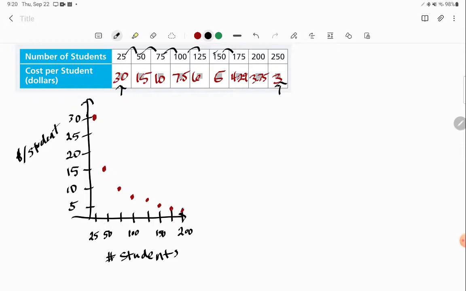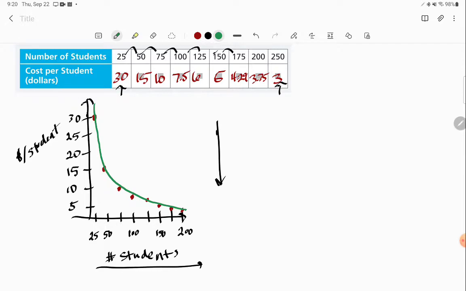And you notice as the number of students increases, so as this increases, the cost per student actually decreases. Okay, so that's what our graph looks like. And if we were to sketch a line of best fit, it would look something like this. And now we're going to answer some questions about this type of data, looking at other numbers.